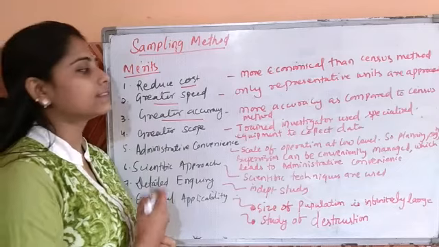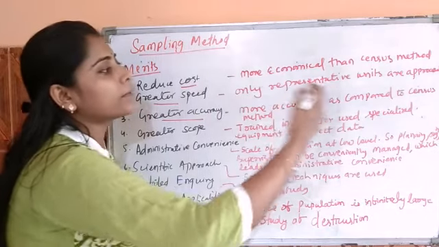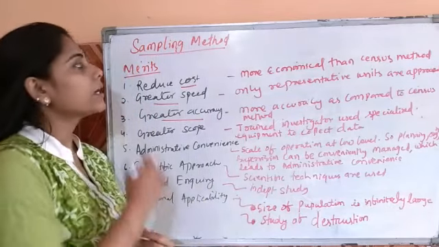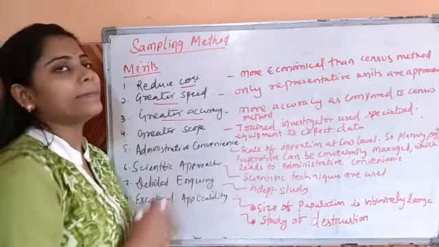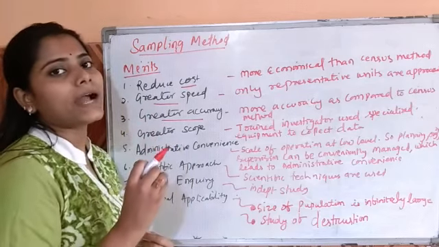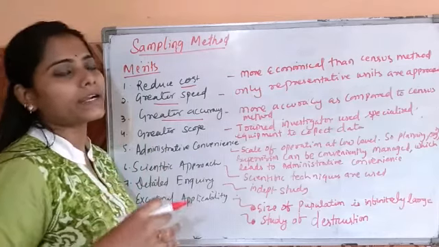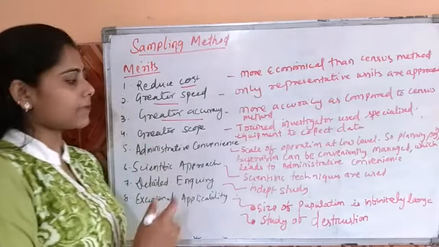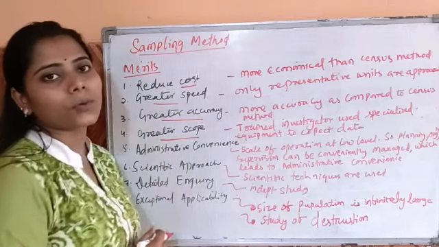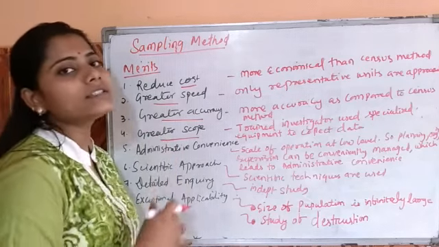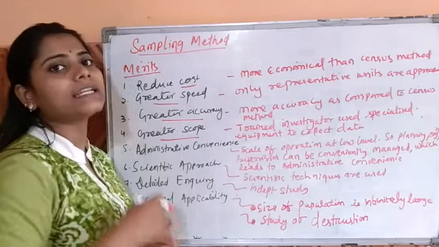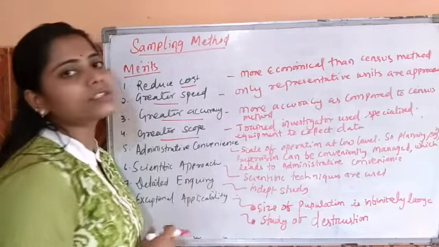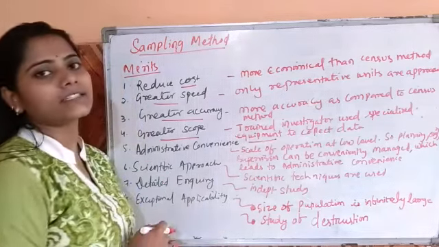Next is greater accuracy. The sampling method is more accurate compared to the census method, because in the sampling method we collect a small part which represents the whole part. So the small part study is more accurate as compared to the census method. The next is greater scope. Greater scope means trained investigators are required and they use some specialized equipment to collect the data.